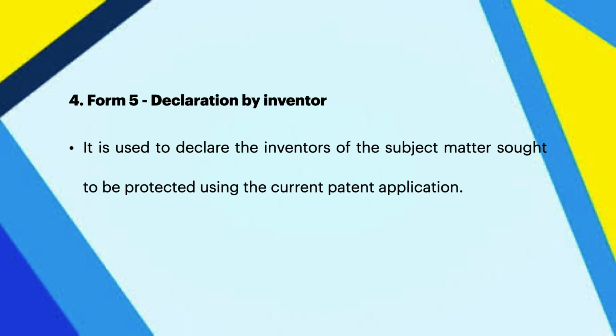Is that clear? So that is called the declaration by inventor. It is used to declare the inventors of the subject matter sought to be protected. So he has to make sure that he is the only one who invented it on so and so date at so and so particular time, and this belongs to him as an inventor. Nobody else can claim the rights of this invention. So that is called the subject matter sought to be protected. That means nobody else can use his invention rights. That's your step number 4, declaration by inventor.